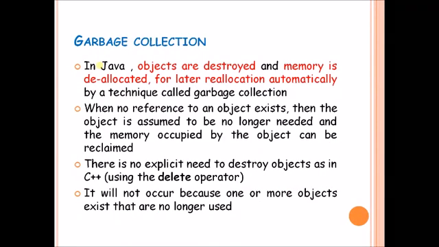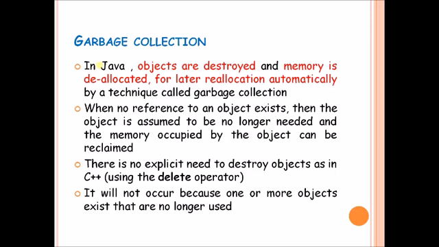So garbage collection. We have seen so far how objects were created and how the memory was allocated to them once it is created. So in case of object destruction, in Java, the objects are destroyed and memory is deallocated for later reallocation automatically by a technique called garbage collection. When no reference to an object exists, then the object is assumed to be no longer needed and the memory occupied by the object can be reclaimed.